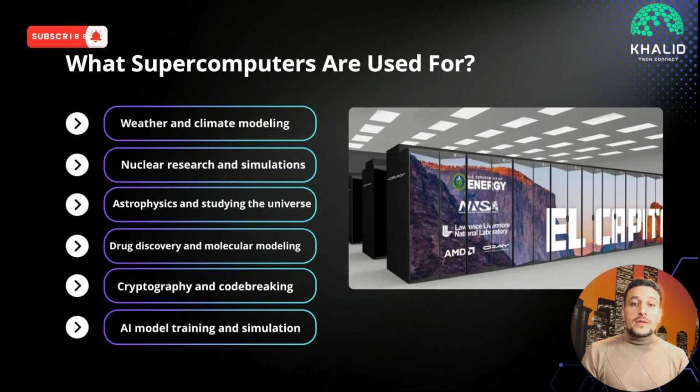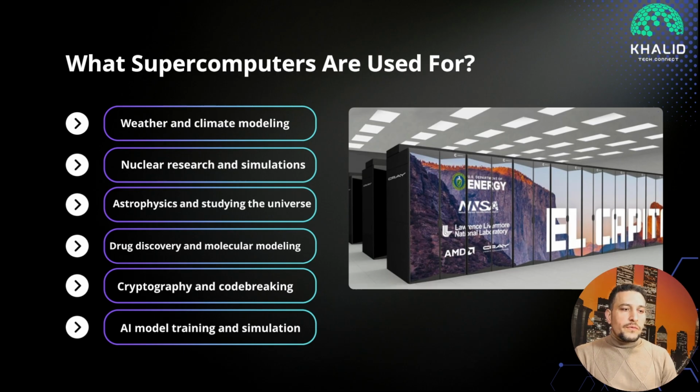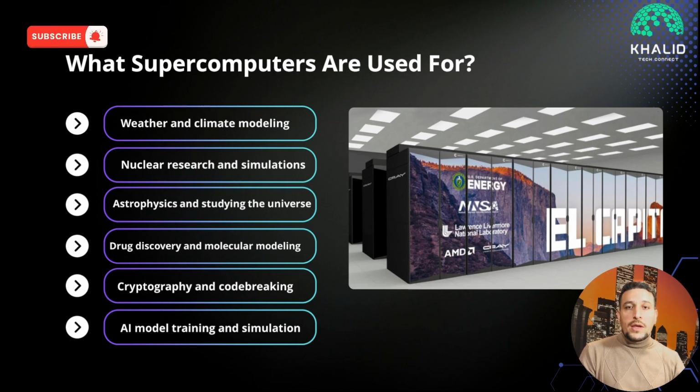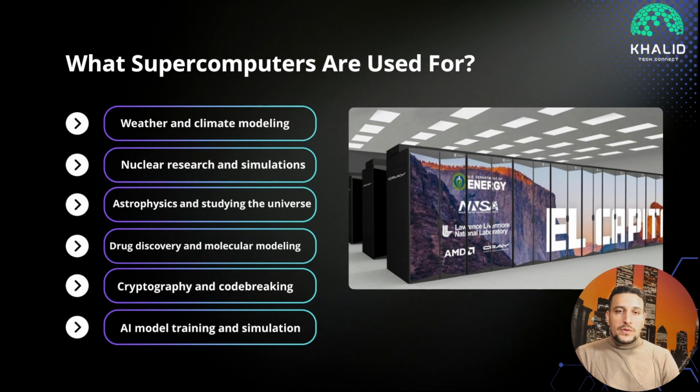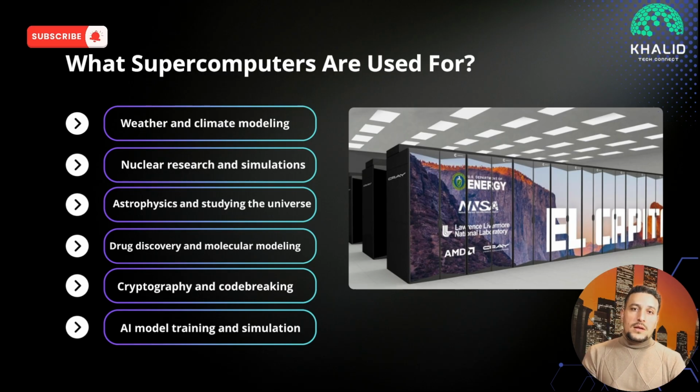Then what are these supercomputers used for? Why are we using those powerful supercomputers? We have some areas where we use them, like weather and climate modeling. For example, we do the weather forecasting for a month, for a week, for tomorrow, whether it's snowing, whether it's raining, or whether it's cloudy. With the help of the supercomputers, we do the modeling and also the prediction of the weather nowadays.